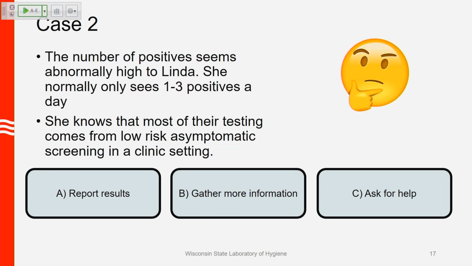The number of positives seems to be abnormally high to Linda. She normally only sees 1 to 3 positives a day. She knows that most of their testing comes from low-risk asymptomatic screening in a clinic setting. Does this information, as she's thinking through, change her course of action here? Would you report results, gather more information, or ask for help?